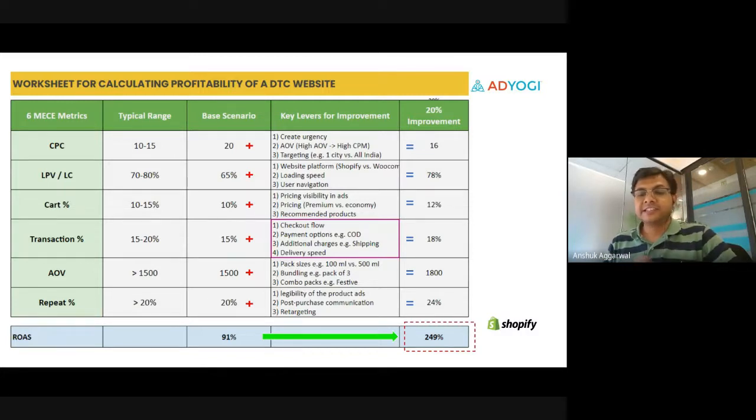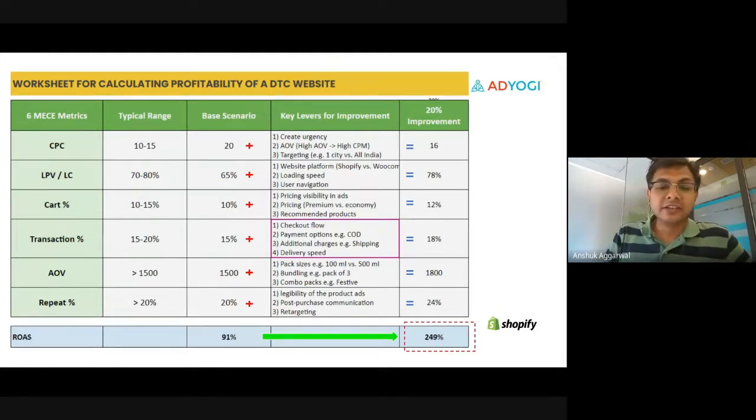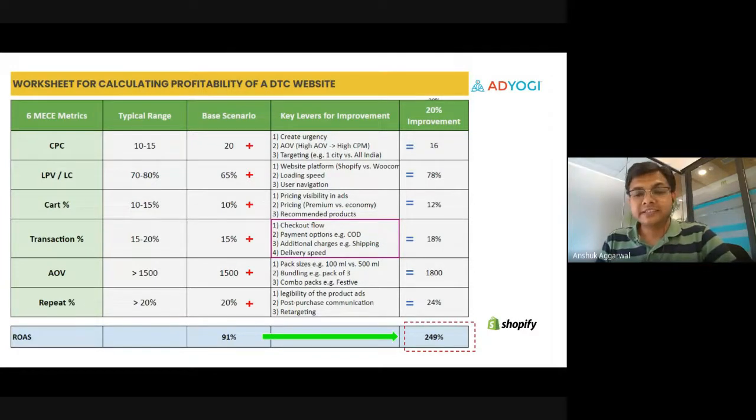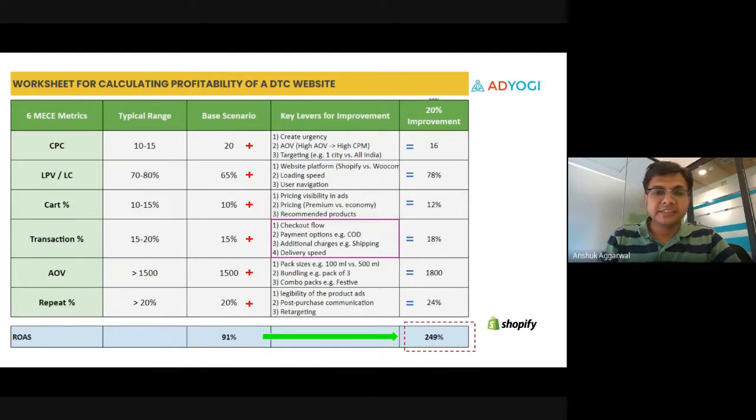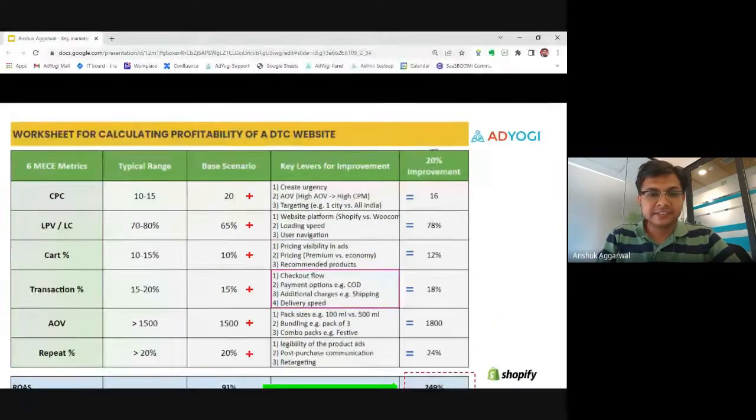So we are saying that 6 matrices, 6 levers for improvement, and you're able to increase the return on ad spend from, let's say, 0.9x to 2.5x, which is, in my opinion, a great jump. So we'll have all this as part of the worksheet, which we'll share after this.